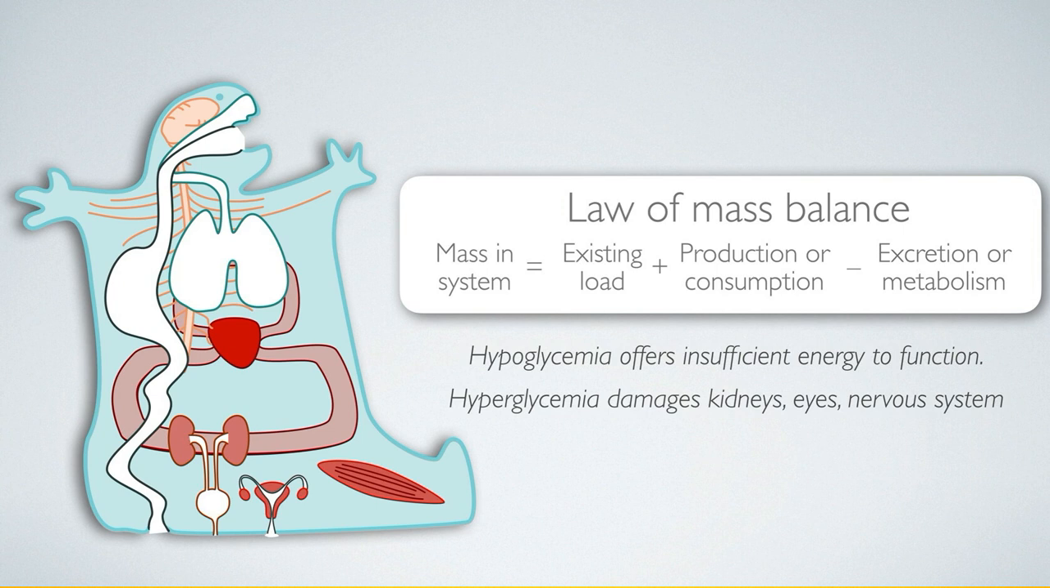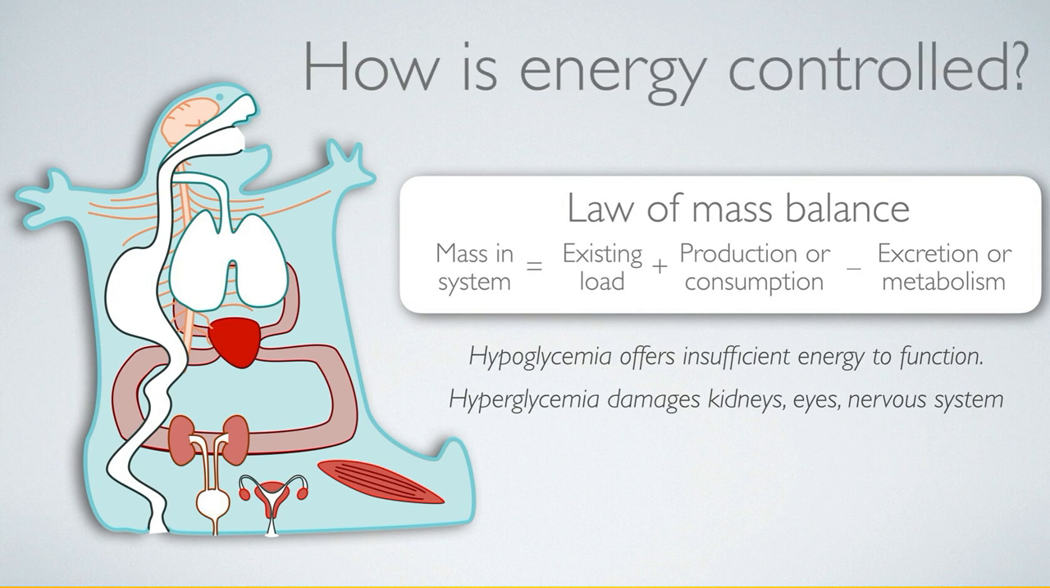So where does that control come from? How is energy controlled? Well, let's start by thinking about the metabolism side of this equation. So we're basically going to step through the terms of the law of mass balance and then look at the control system that monitors and adjusts the concentration of, in particular, we're going to focus on glucose.